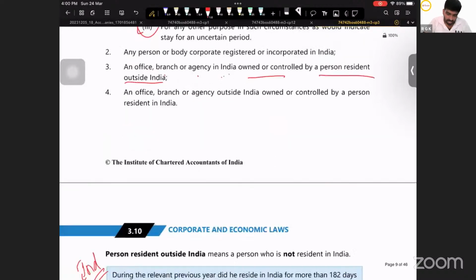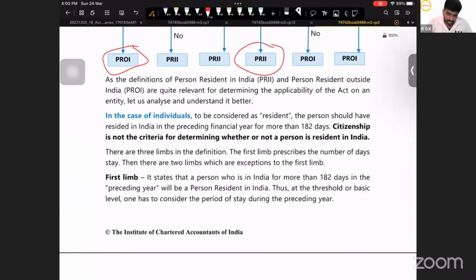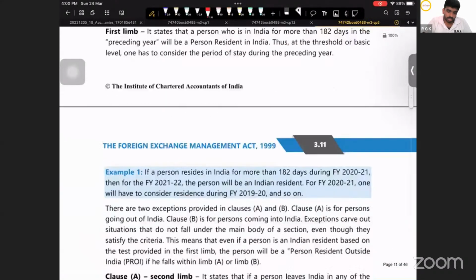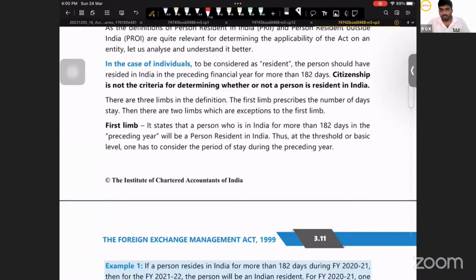person resident in India. Let us see certain cases that are given to us in this particular criteria. Some of the circumstances. There is one question: what if a person goes outside India for education purpose and has a part-time job there? Let me clarify that particular doubt in a while.